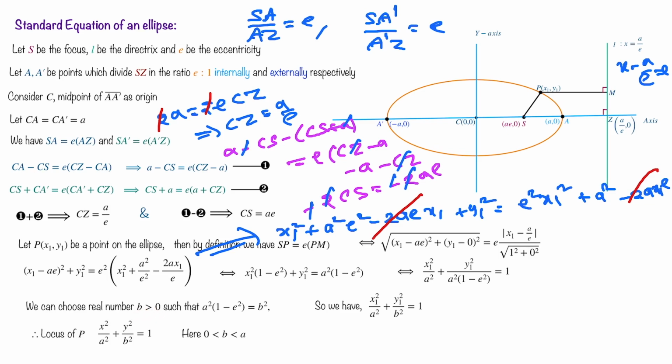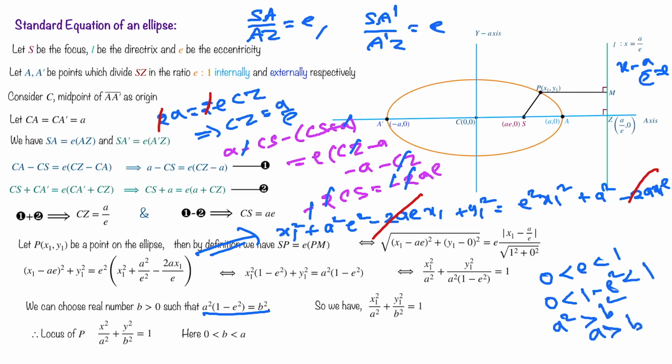Here, 0 less than b less than a. Here, the relation between a, b and e is this. What do we know actually? 0 less than e less than 1, right? That implies we can also say 0 less than 1 minus e square less than 1. So that's why we can say that this a square is bigger than b square. That implies a is bigger than b.